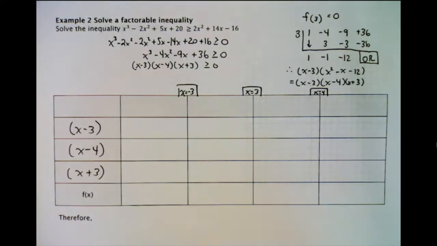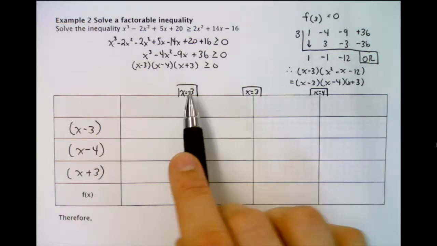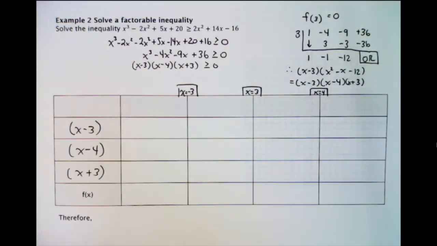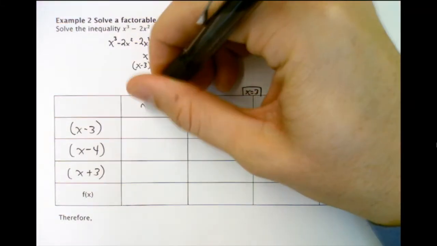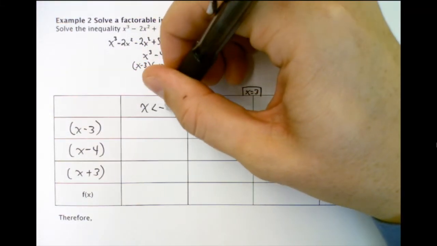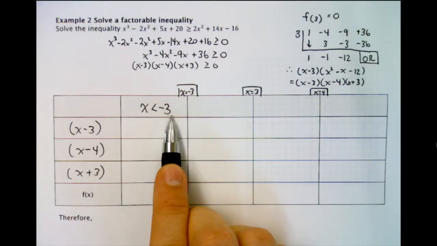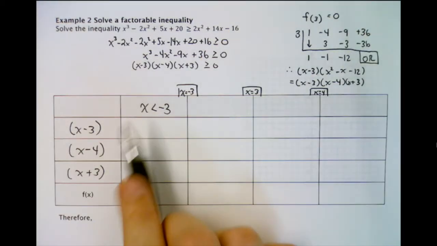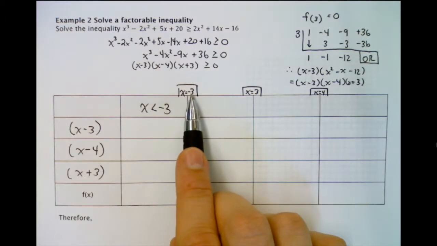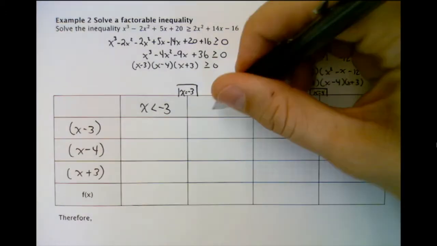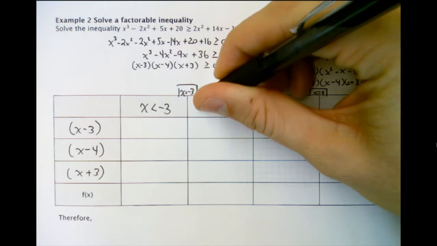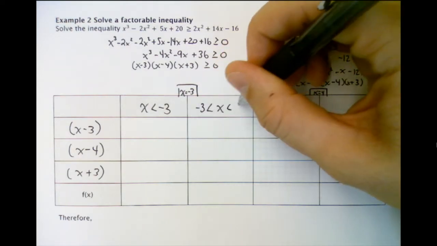Order does matter on the top because you need intervals that make sense. To the left of x equals negative 3, we need numbers that are less than negative 3, so x is less than negative 3. Then our next interval is between negative 3 and 3, so x is greater than negative 3 and x is less than 3.